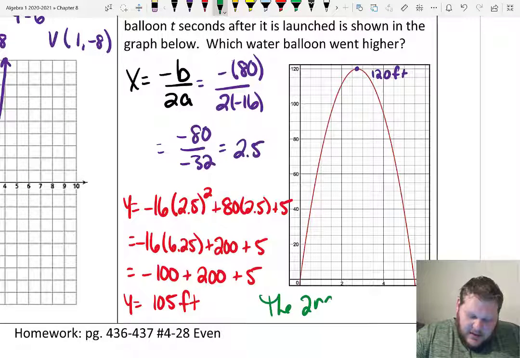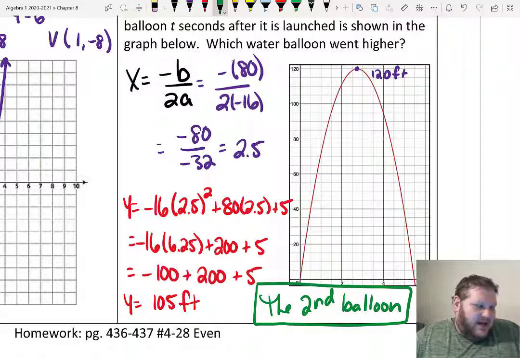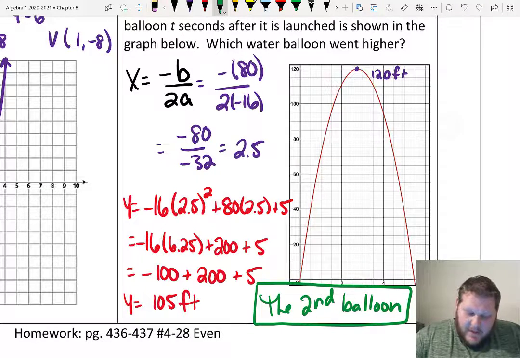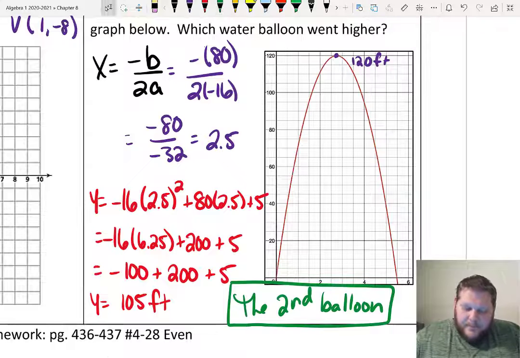So answering which balloon went higher, we'll do that in green. The second balloon, because the first one that they talk about is the equation, and the second one is modeled on the graph. So that would be how we would handle that problem.